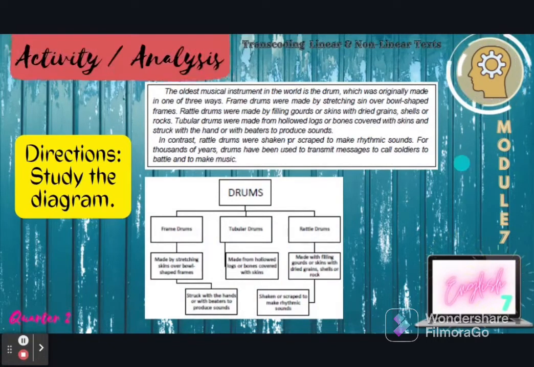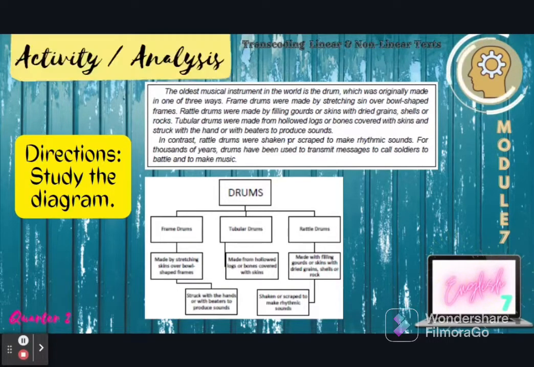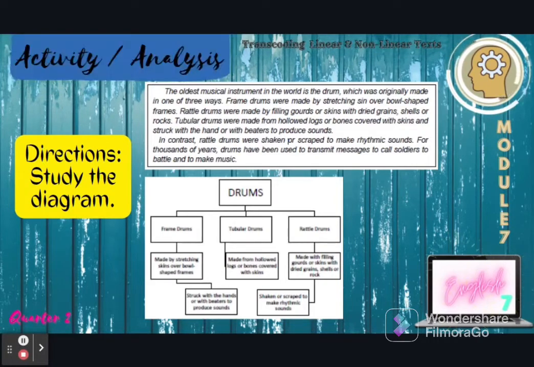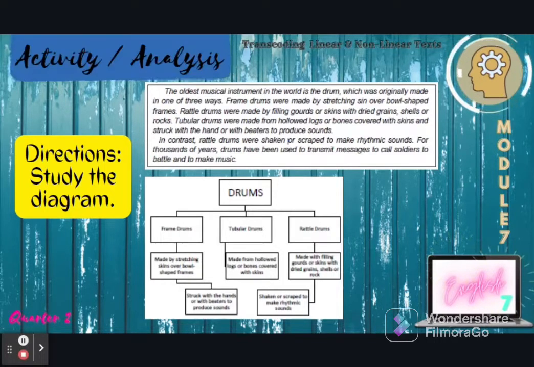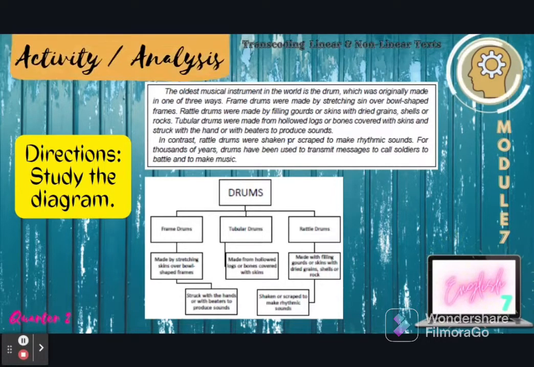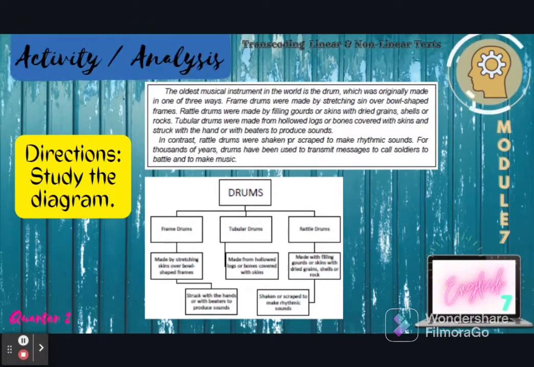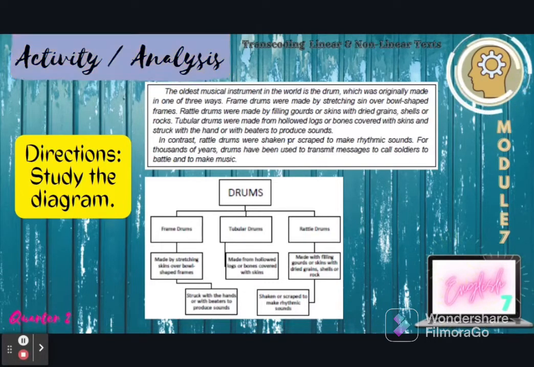Let's try the second activity. Directions: study the diagram. Linear texts are the most common ones. Reading them from start to end is necessary, while non-linear texts are used to simply summarize a text in an easier, faster, and a more understandable way without changing the whole thought or idea of the text using presentations, charts, or organizer. To better understand linear to non-linear, let's study the diagram.